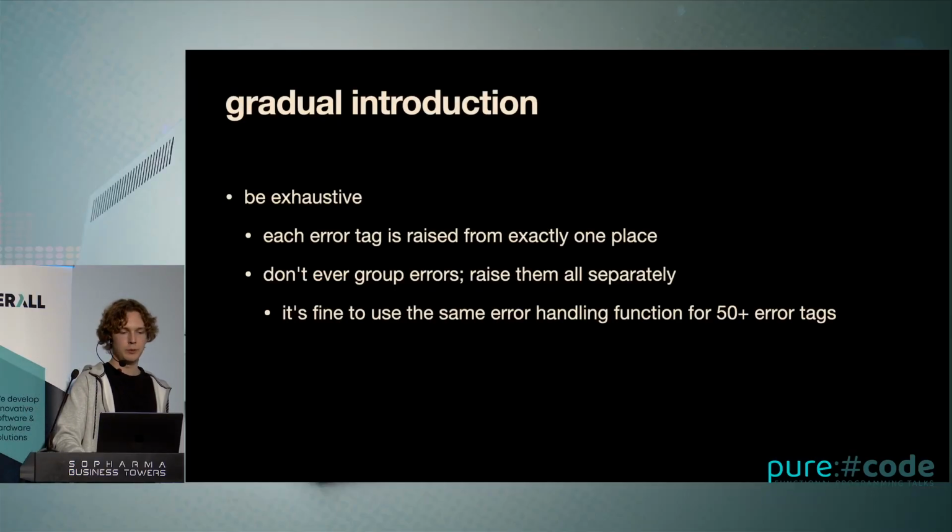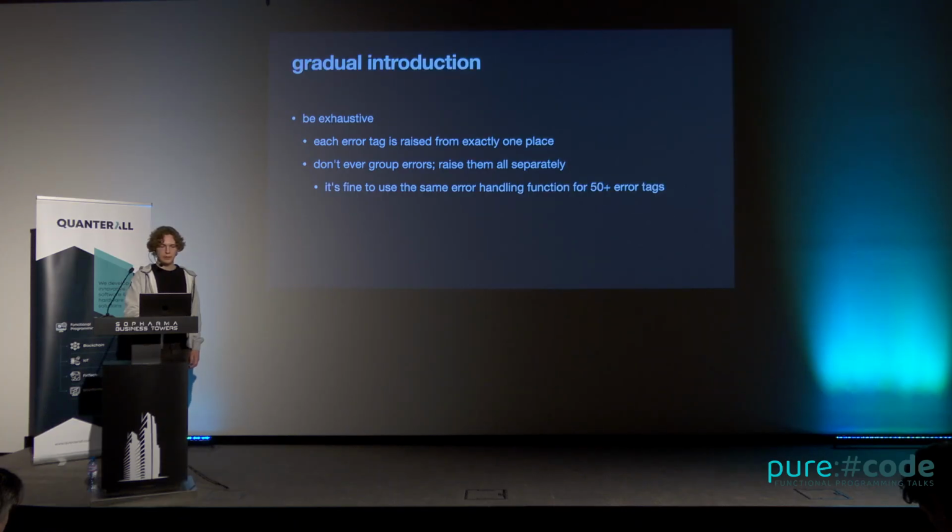I am also going to encourage you to be very explicit when you do this. Each of the error tags should be raised in exactly one place. And I don't want you to group the errors. I want you to handle them separately. It's fine to have just a general "something went wrong" handler that you're running on 50 different errors. That's perfectly fine. But if you have 50 different error tags, then you can later decide that one of those 50 is something we actually need to handle in a better way.